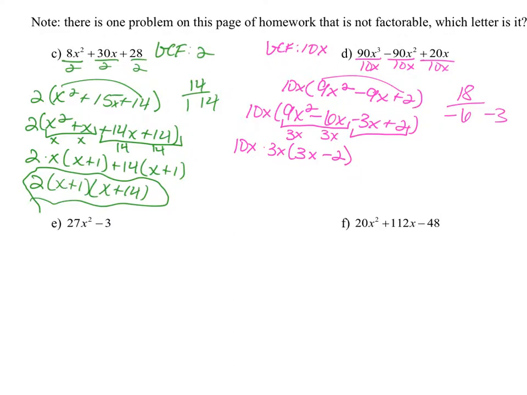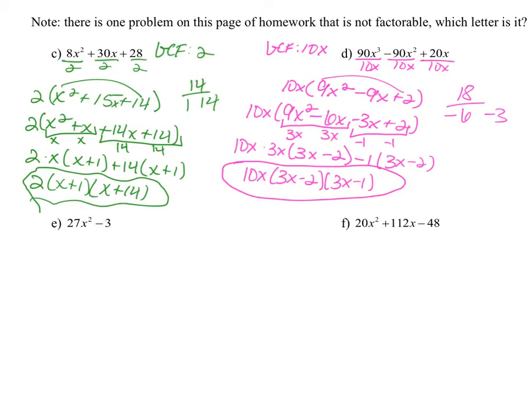And I almost have the same thing here, which tells me to pull out a negative 1. And I have 3x minus 2. So 3x minus 2, and then 3x minus 1 is what is left over.